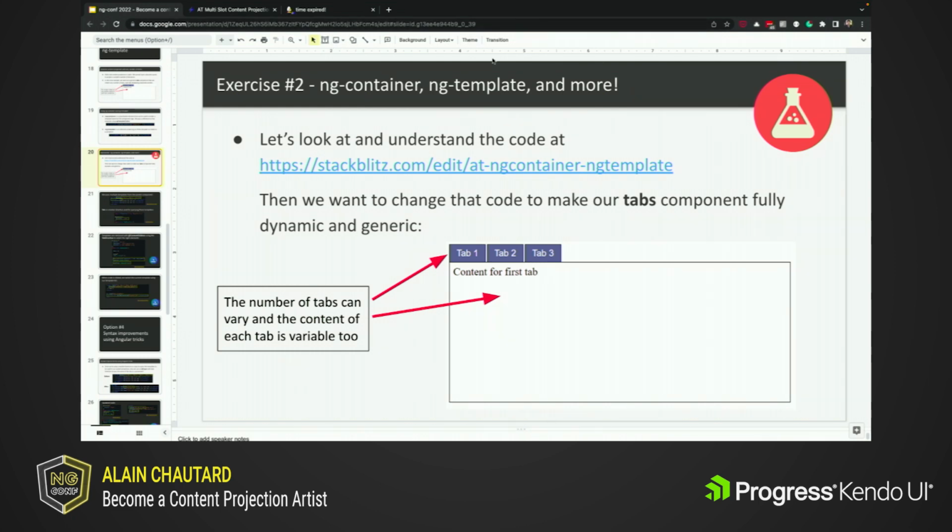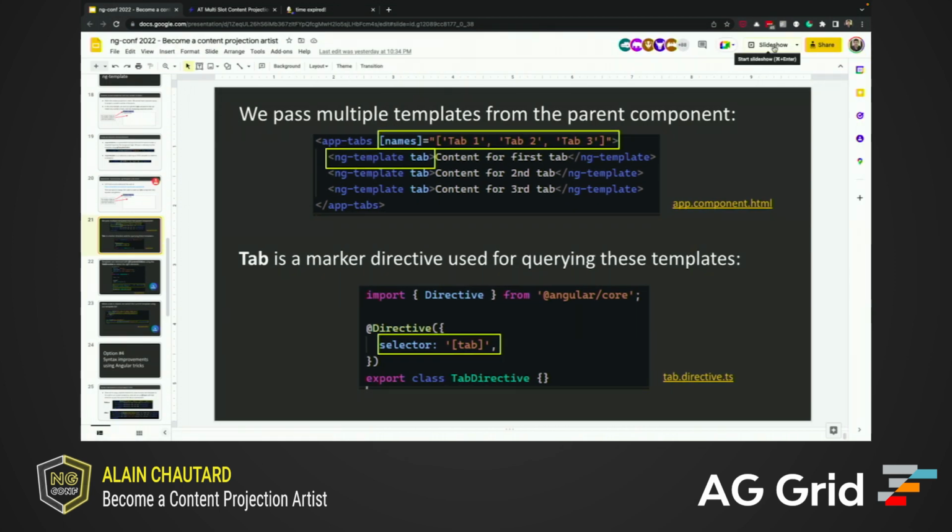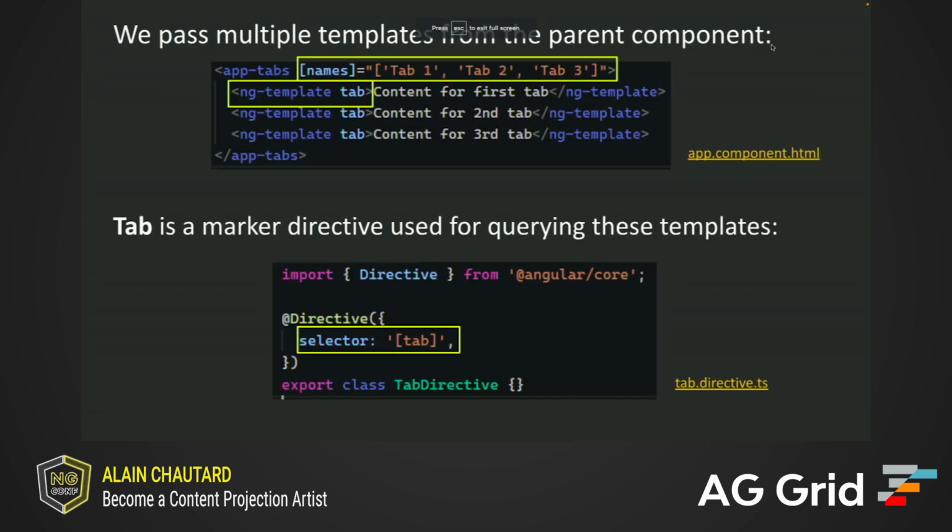So we got to the end of the timer. Let's take a look at how we can make this happen. So the two requirements that we have, the first thing we want to be able to do is have multiple tabs. So an easy approach would be to just have an array of tab names that we pass as an input, because inputs are easy to use. So in that case, we have three tabs. We pass an array with tab one, tab two, tab three.